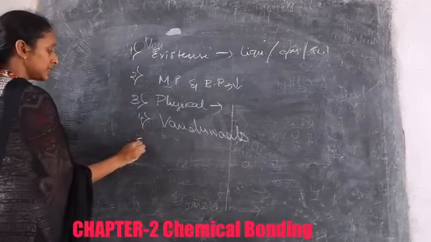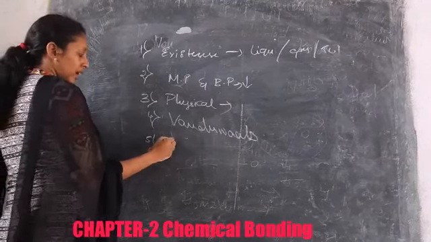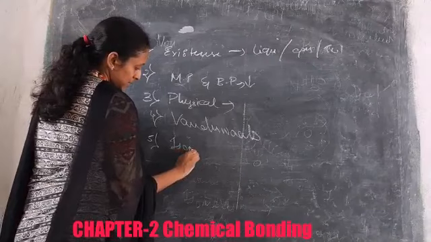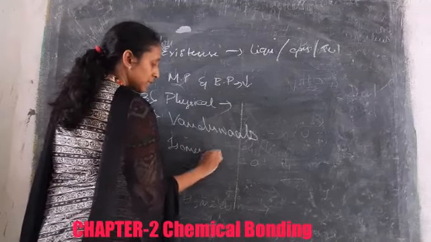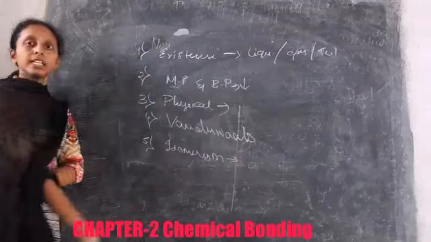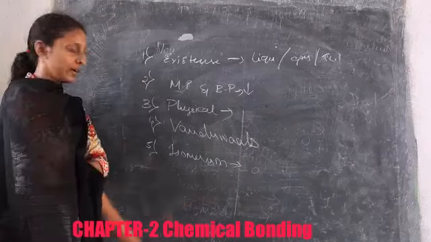So fifth point is isomerism. So isomerism, since these are directional, there are isomeric compounds in this covalent bonds.